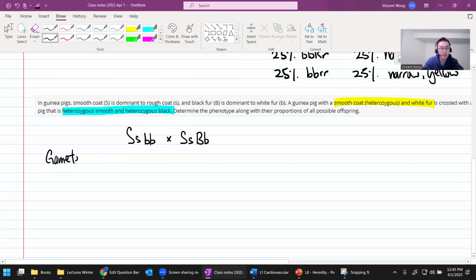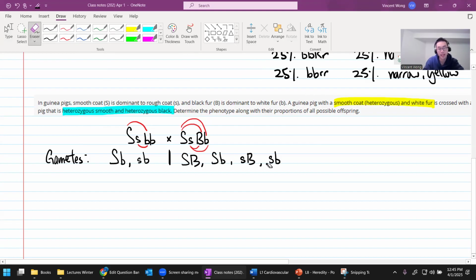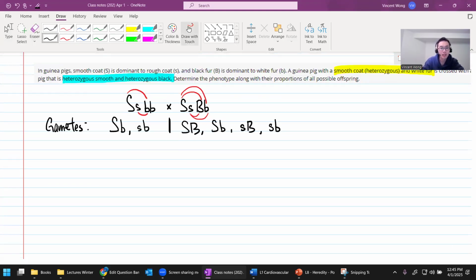Okay, and then we have the gametes. This one has two gametes: big S, small b, and small s, small b. I can trace it out for you if it makes it easier. You don't have to do it twice because it's the same thing, right? And over here, this one has four gametes: big S, big B; big S, small b; small s, big B; and small s, small b. So in this situation, we are going to have a total of 8 different combinations. We don't know if they're all different, but there will be 8 combinations. So the 8 combinations will go into a table, basically a 4x2 table.